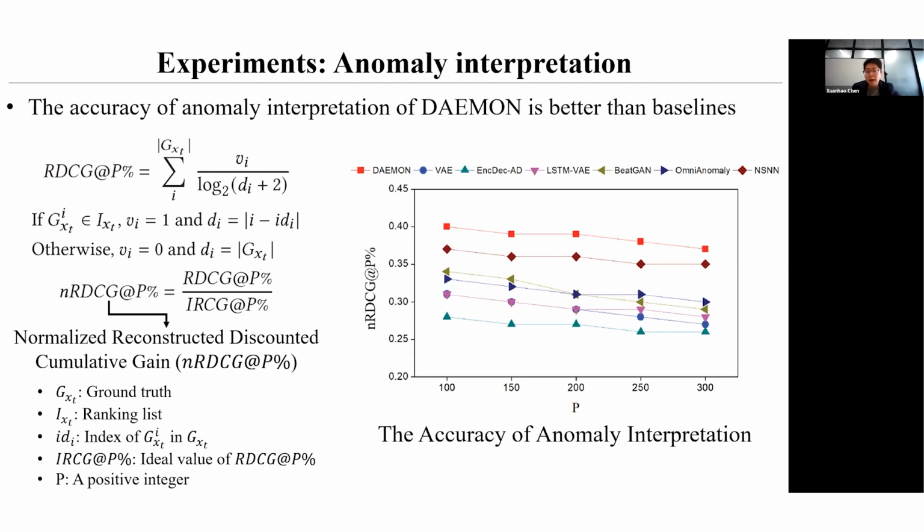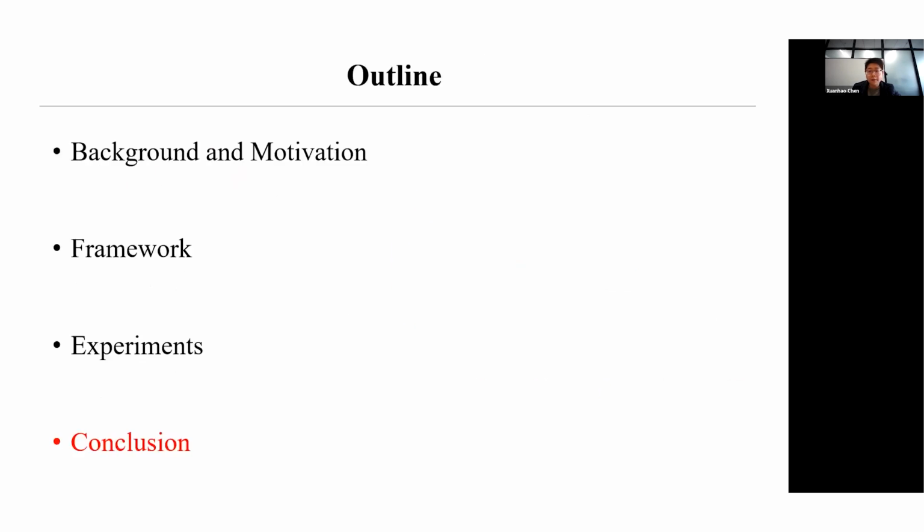Moreover, we normalize the RDCG for all approaches. RDCG decreases with the increase of P, because more items of ground truth can be included in the ranking list, needing larger RDCG and its ideal value. While the ideal value of RDCG changes, the performance of DIM is better than that of other state-of-the-art methods, regardless of P, which demonstrates the superiority of our proposed interpretation approach.